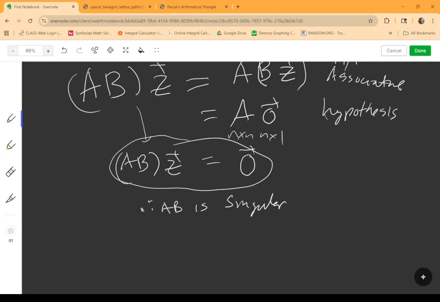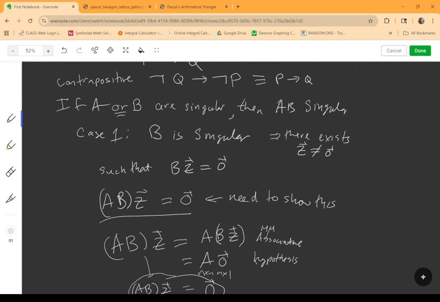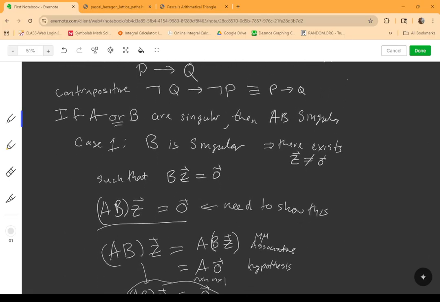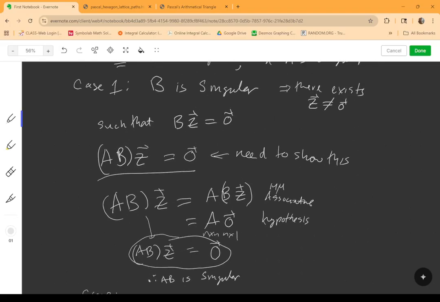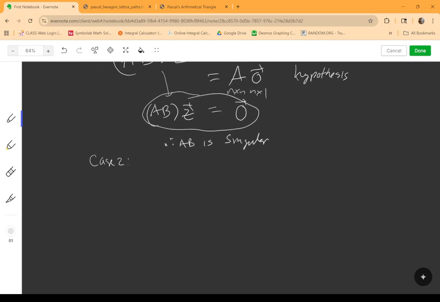So there is one more case to consider. Now for case 2, and the reason we need a case 2: you might think, well, it says or, so one being singular kind of satisfies the proof here. Well, since we are talking about matrices here, case 1 can lead to maybe A being singular as well. So now let's take case 2, and we're going to suppose that A is singular. Not only that, A is singular and B is non-singular.